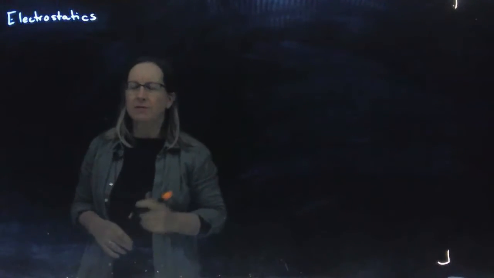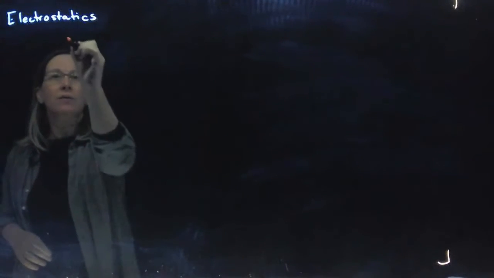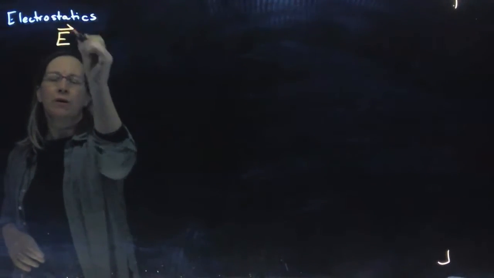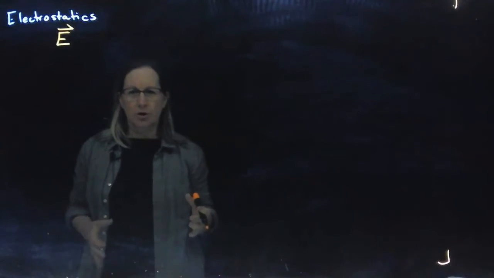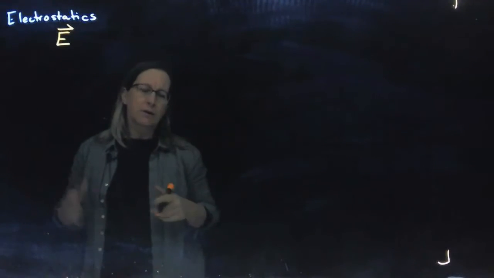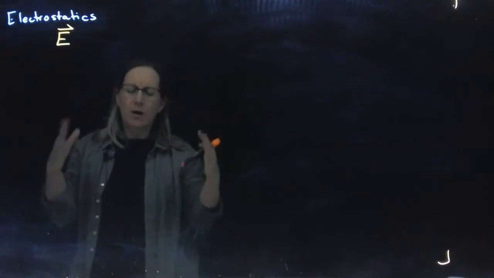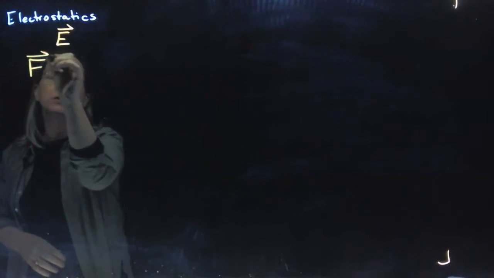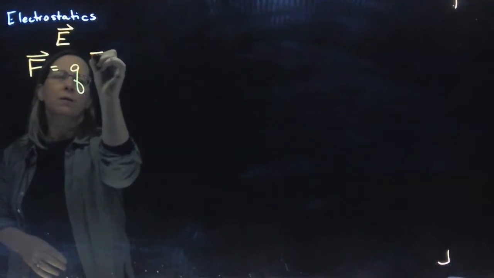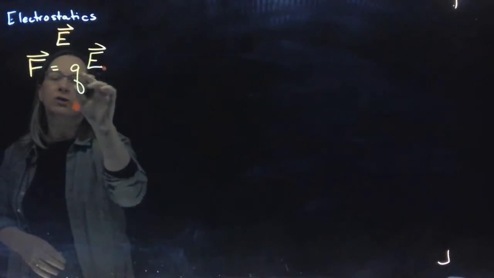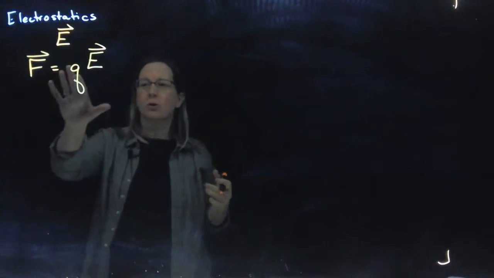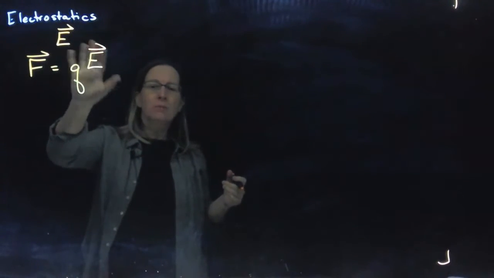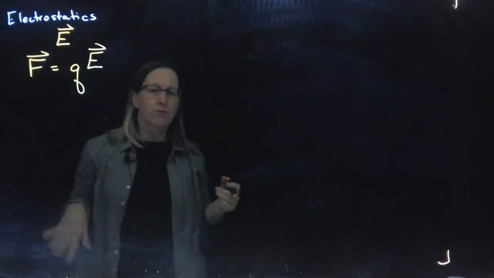We spent a good deal of time trying to figure out how to find the electric field due to a distribution of charges. The reason for doing that is once we have the electric field, then if we drop a charge in, we know the force on that charge. This is the charge that got dropped in. The charge times the electric field tells us about the force.